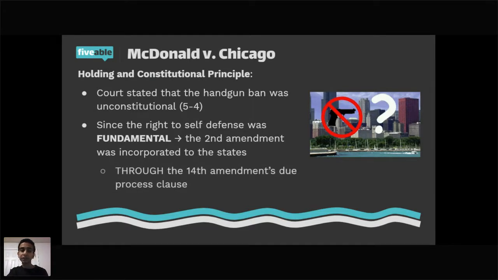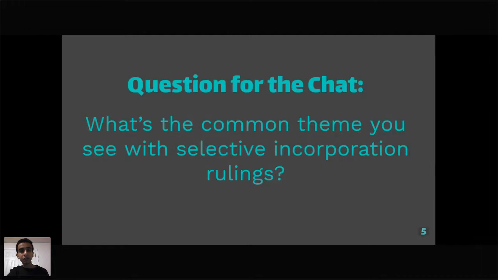And again, this is through the 14th Amendment's due process clause. So just a question for the chat to summarize what we talked about with selective incorporation. What are 2 or 3 common themes that you see with selective incorporation rulings? That's something that you see on a consistent basis. Just anything. Don't feel pressured to reply, but just anything that you've noticed with those 3 cases that we did about selective incorporation.